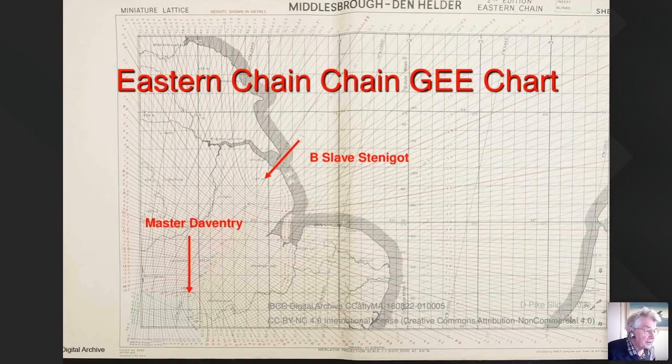This is a picture of a G chart. I've got to thank the International Bomber Command Centre in Lincoln for this. It's a G chart of the eastern chain. The master, the A station, was at Daventry, which was the old home of the old BBC National Service, later the Home Service in the 1930s. And the B slave was up on the Lincolnshire Wolds at a place called Stuttgart, and you can see the hyperbola on there.